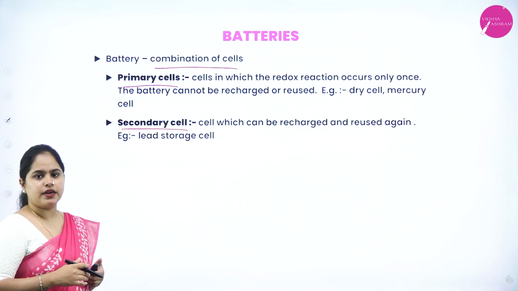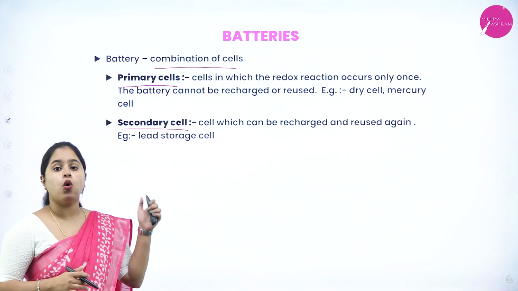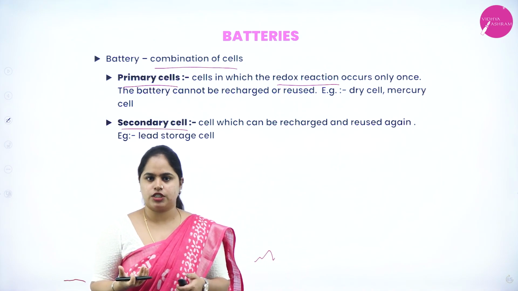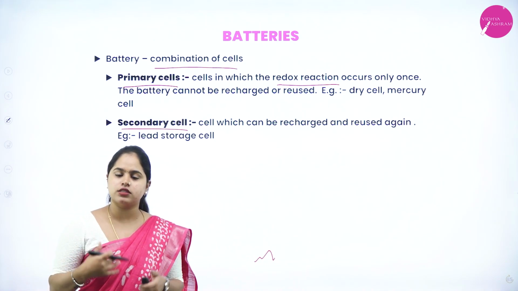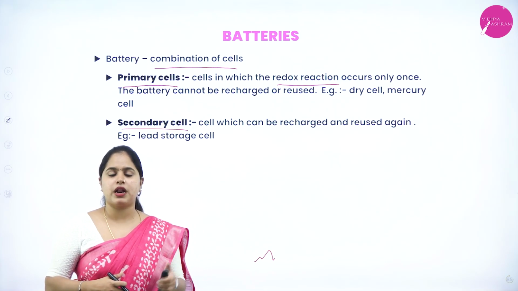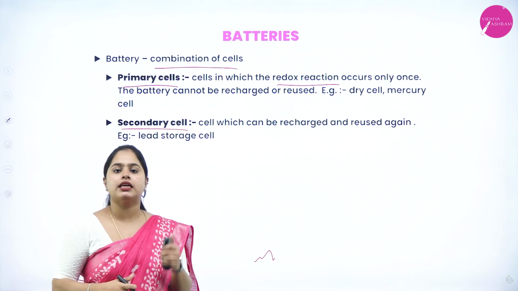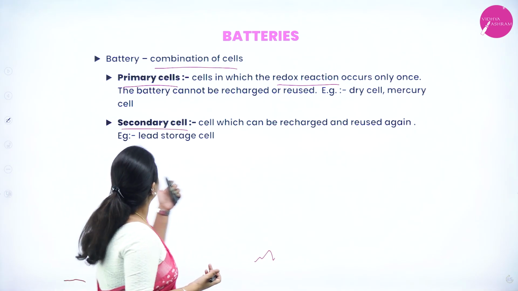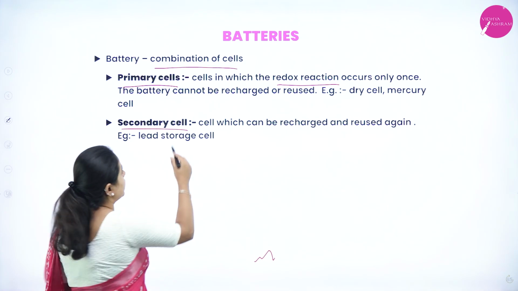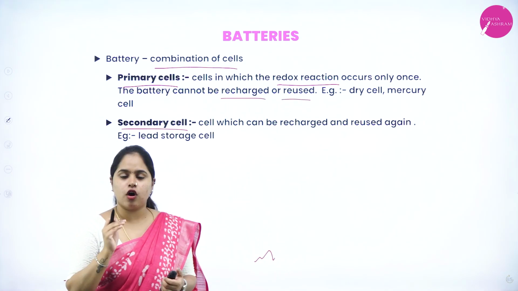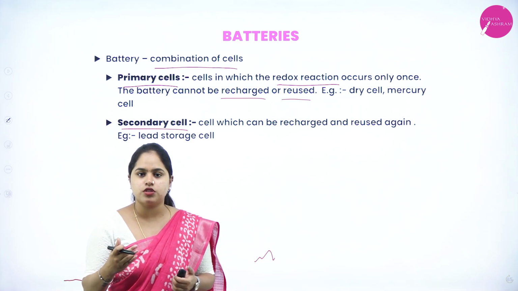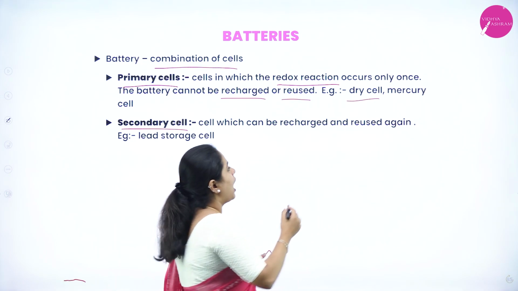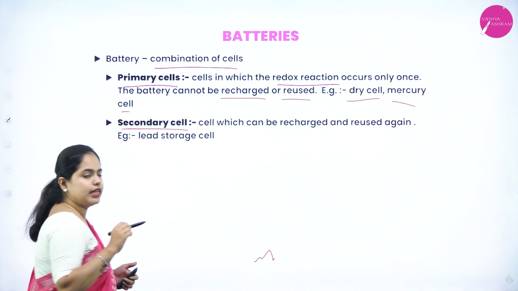So what are primary batteries? The cells in which the redox reaction occurs only once. We have already studied that in electrochemical cells, redox reactions take place. So in primary batteries, the redox reaction only takes place once. That means these batteries are not reusable. They can't be recharged or reused. Examples are the dry cell, which is also called the Leclanche cell, and the mercury cell. These two we are going to study in detail now.